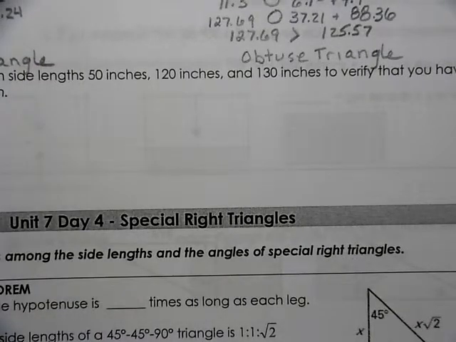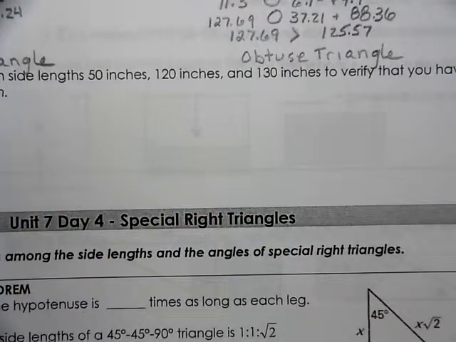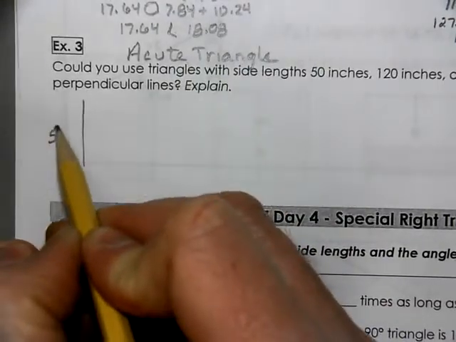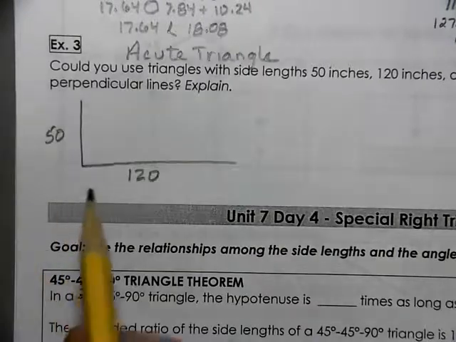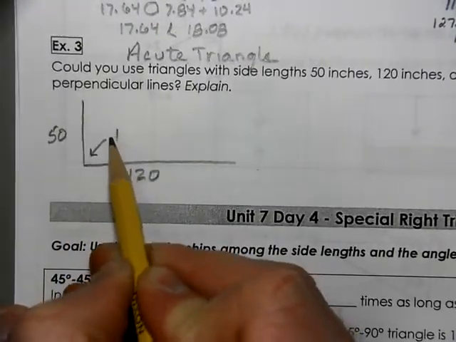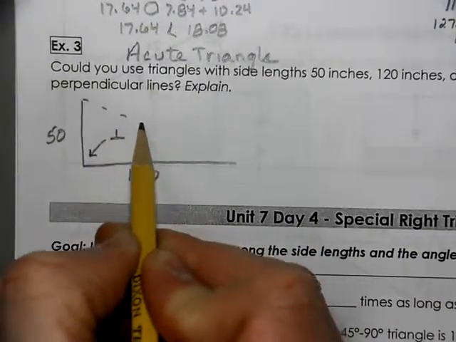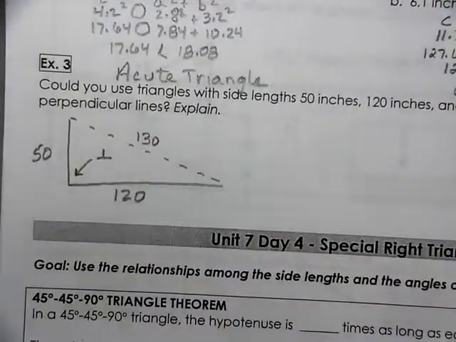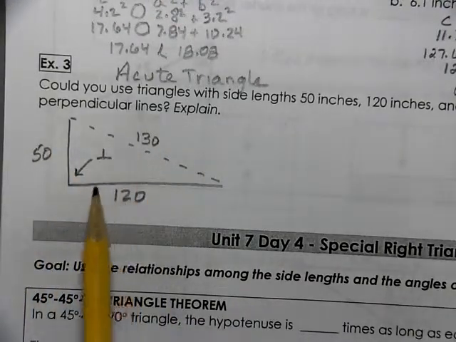Let's try that on this last problem. Could you use triangles with side lengths 50, 120, and 130 to verify that you have perpendicular lines? So we're looking at, if you had 50 and 120, the question is, is this perpendicular? Does it form a right angle? So what we can do is measure the length across here, which they tell us is going to be 130, and then we're going to test that. We're going to see, one, does that even make a triangle, and two, does that make a right triangle?